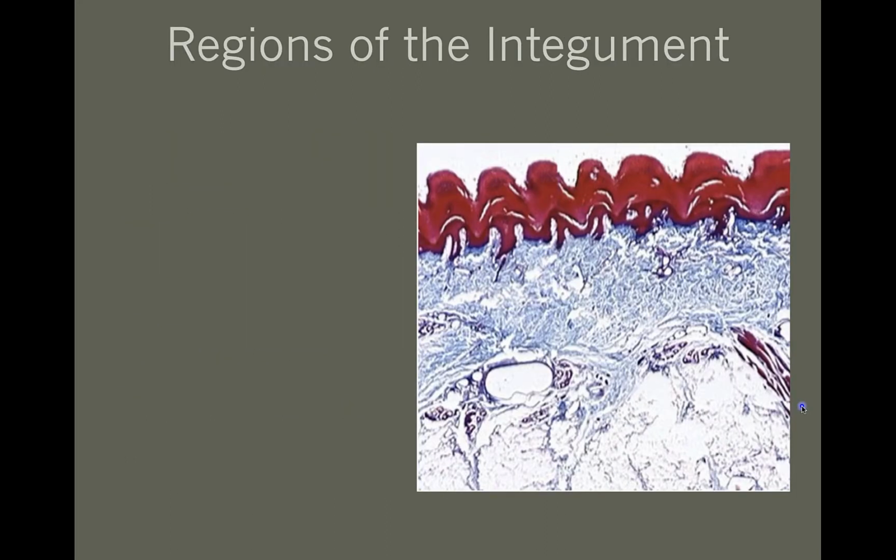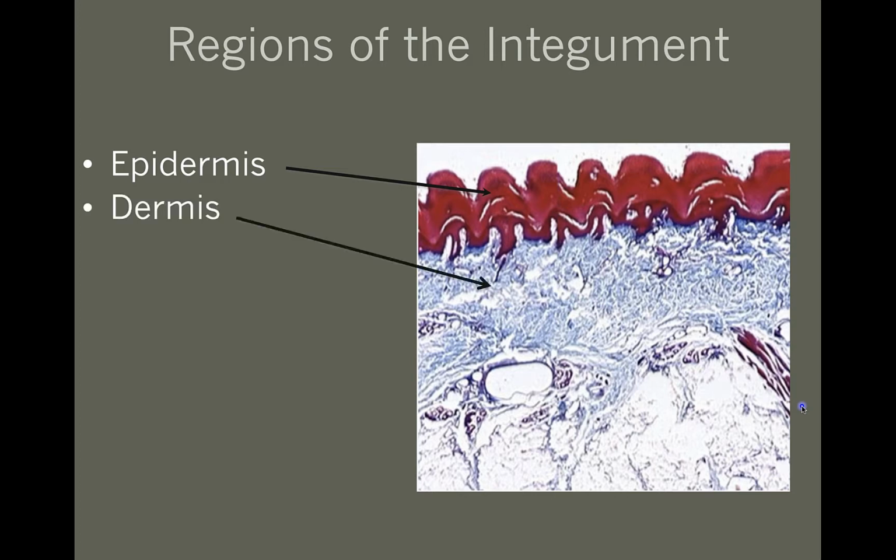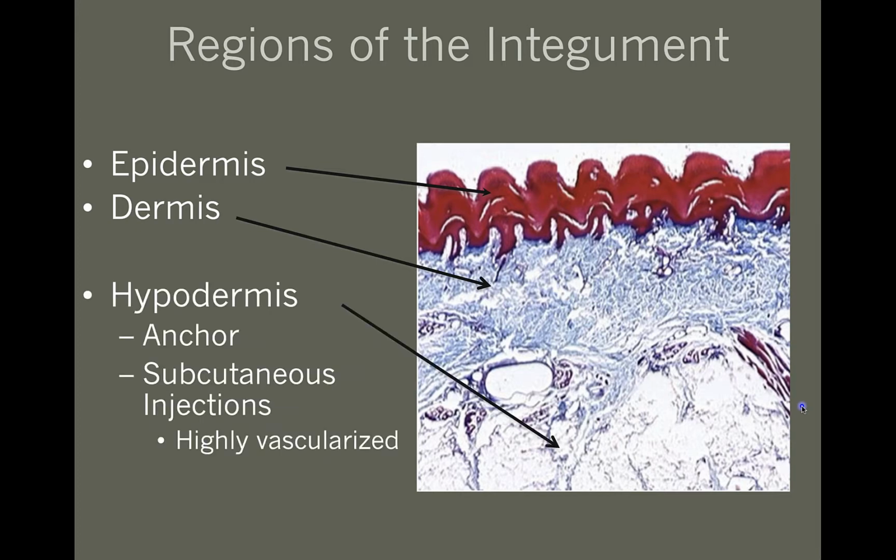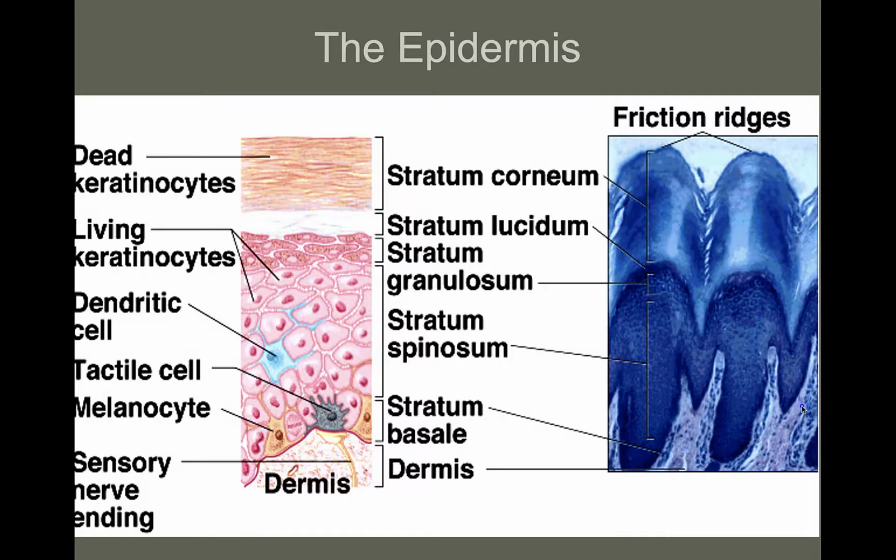Now, what we want to talk about are the different regions of our integumentary system. So the first broad region is our epidermis. We've mentioned that a couple times. Below that, we have our dermis, and below that, more deep to those two layers, is the hypodermis. And the hypodermis acts as an anchor between our integument and our fascia, and this is where our subcutaneous or our hypodermic injections will go, because this is highly vascularized, and so we'll be looking at that today.